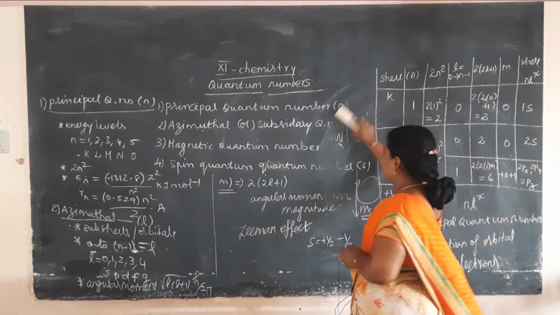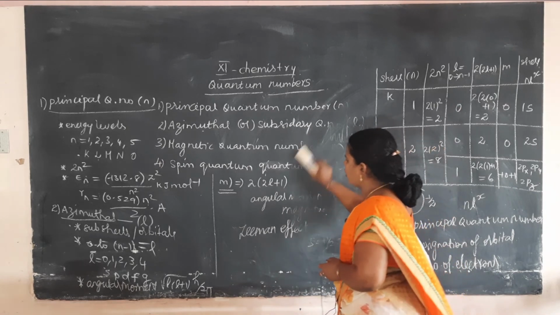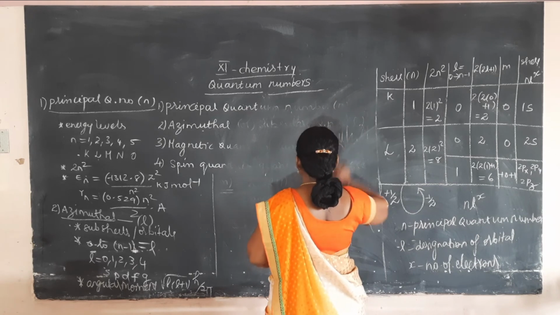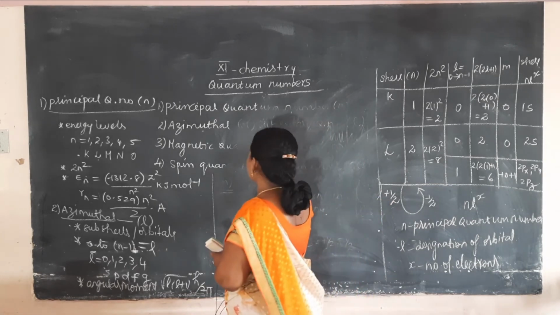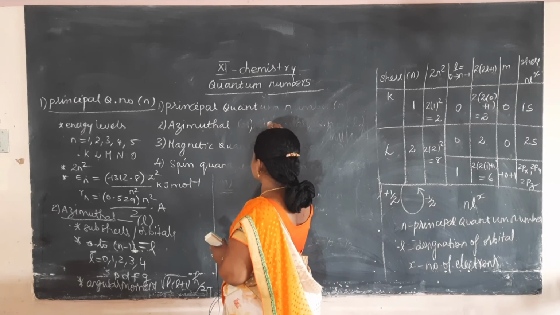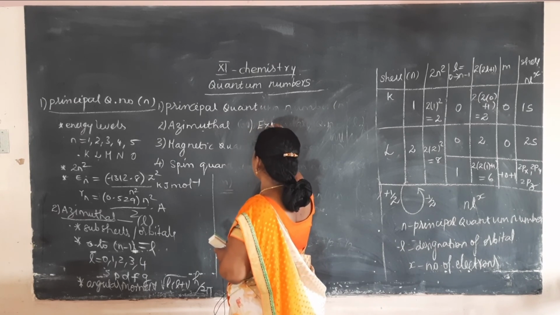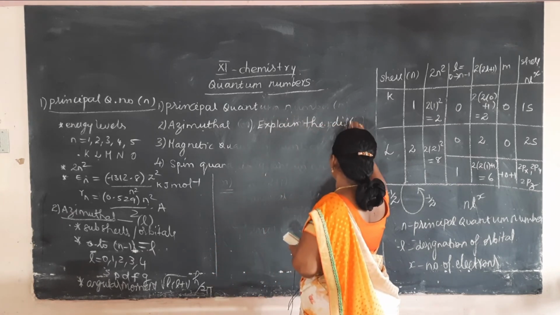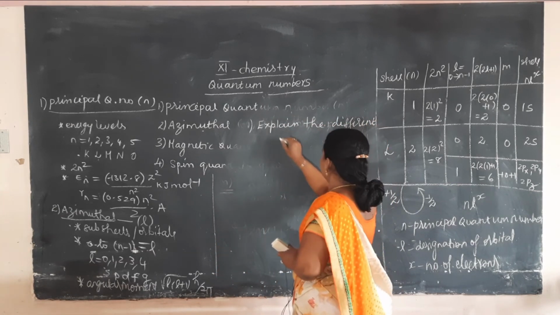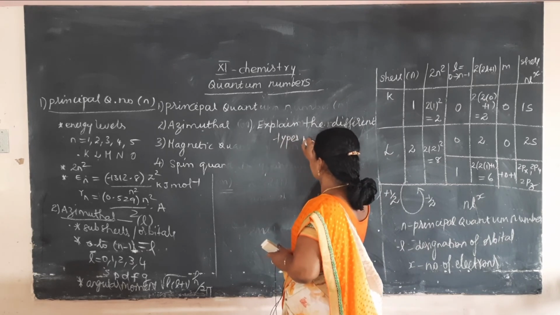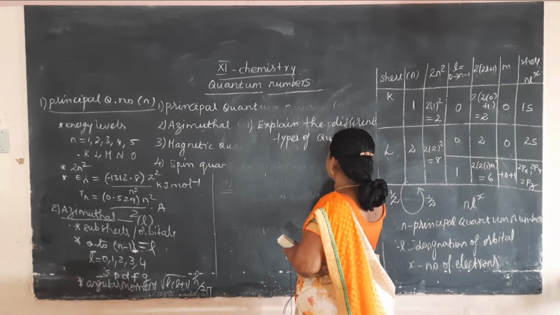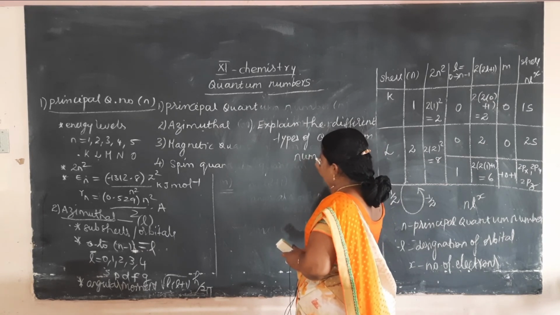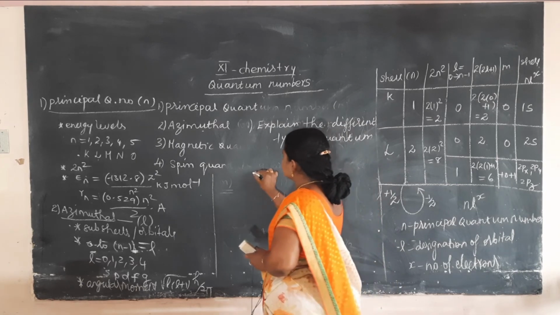So for your assignment, you learn and write the 4 types of quantum numbers. It is a very important detailed question. Already you might have learned it in the lower section, but if you didn't remember, you can remember now. Okay. So your assignment is explain the different types of quantum number. Okay, what are the types? Principal quantum number, azimuthal quantum number, magnetic quantum number, and spin quantum number.